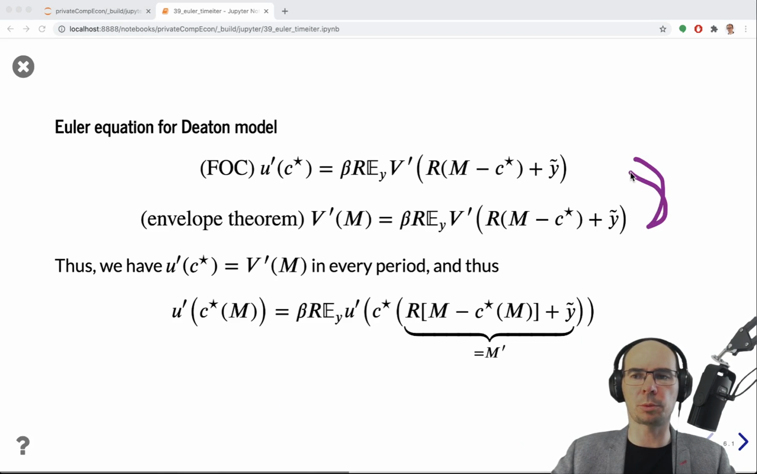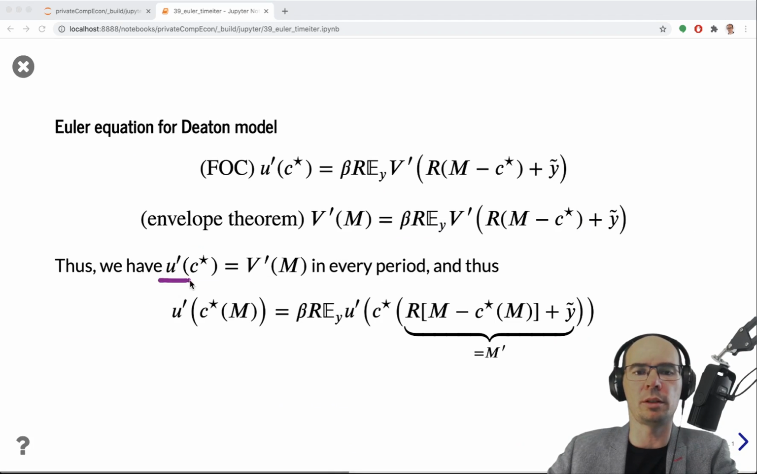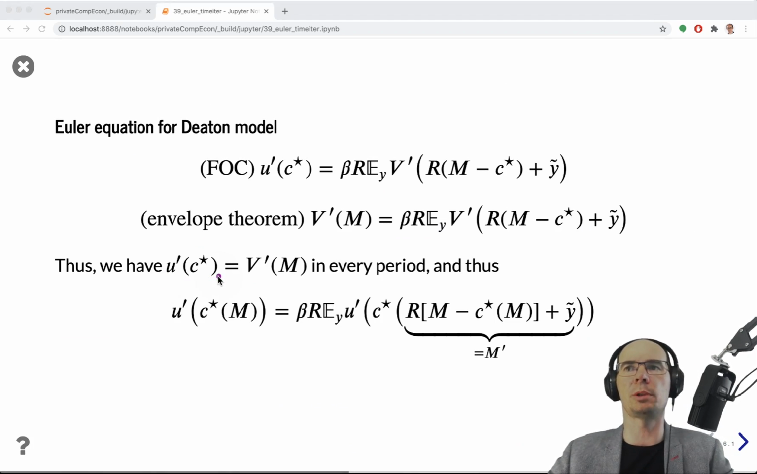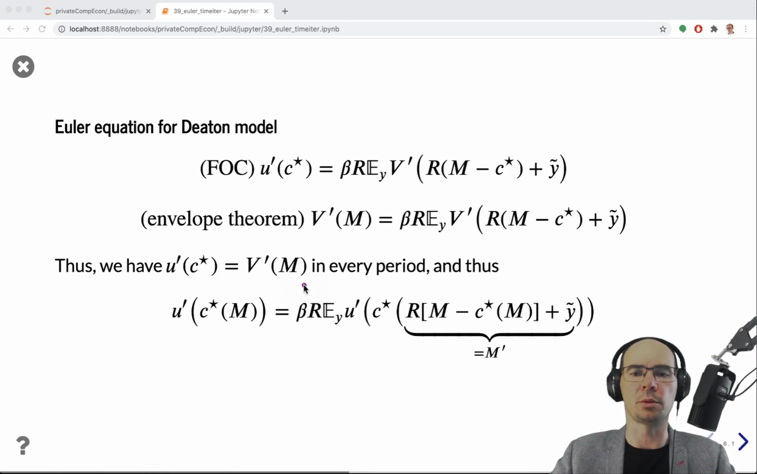And let's compare these two expressions. You can see that everything on the right-hand side is exactly the same for both of them, which is a nice coincidence. And we can conclude that in the current period, the marginal utility of the optimal level of consumption is exactly equal to the marginal value, to the derivative of the value function, calculated at the amount of resources available for consumption here. And this is the property that holds in the consumption savings problem and in many other problems as well.